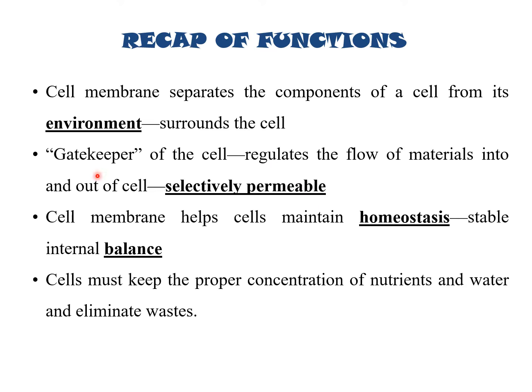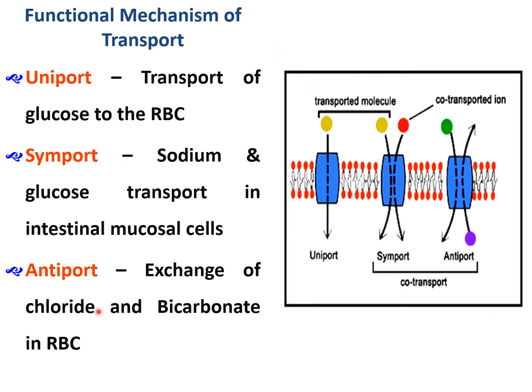So a recap of functions: it acts as an outer covering that protects the cell from the environment, it is selectively permeable, and it maintains homeostasis in order to keep the balance. It keeps a proper concentration of nutrients and water and eliminates the waste. And now come the functions, the mechanisms of transport.